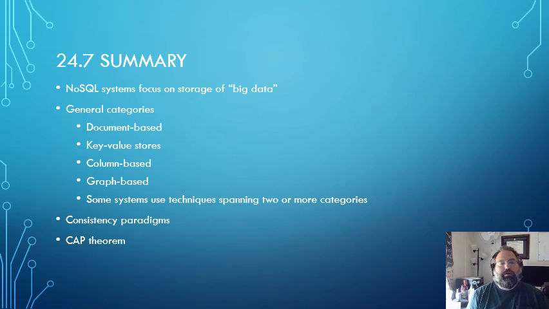In summary, we've talked a lot about NoSQL systems, focusing primarily on storage of big data. General categories that we've talked about include document databases, key value stores, column databases, graph databases, and some of the approaches that span across multiple categories. We talked a bit about consistency, and we discussed the CAP theorem.